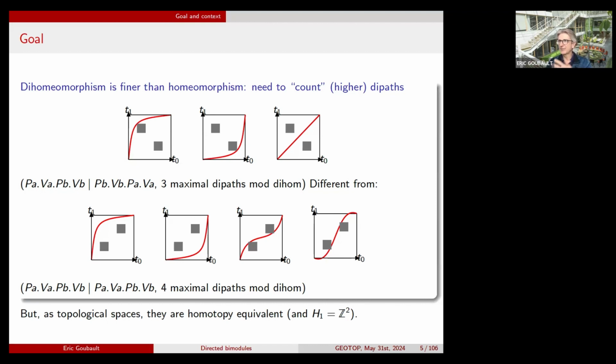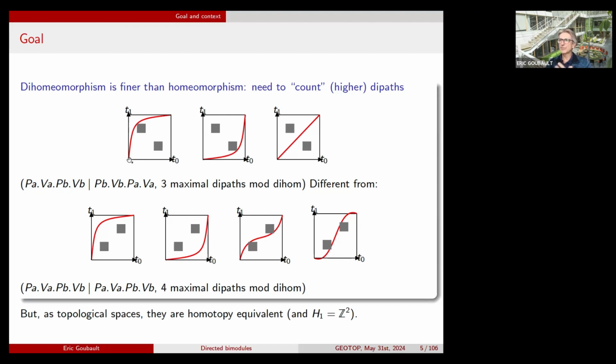They have Z2 as H1, the first homology group. Whereas if you look at this as a directed space, that one as well, with the positive quadrant as the cone of future for all directed paths, so directed paths should be increasing in all coordinates, in the two coordinates, like the red directed paths here, then these are essentially different spaces.